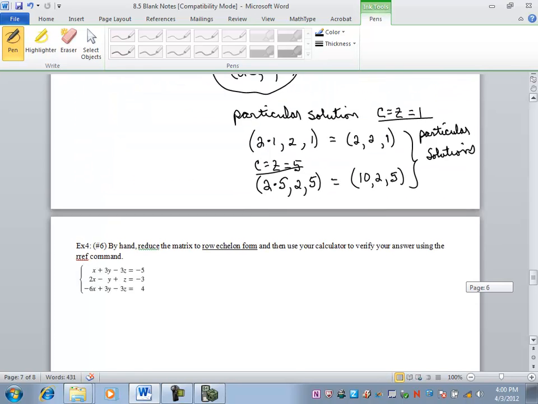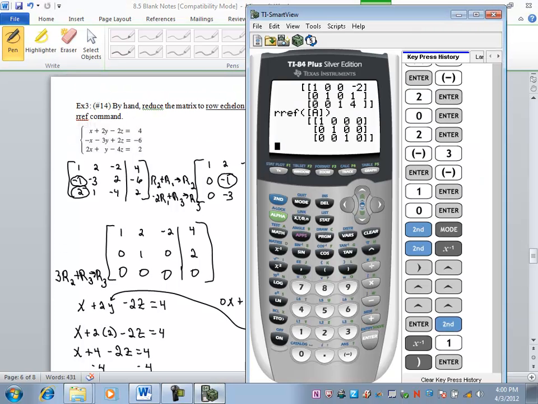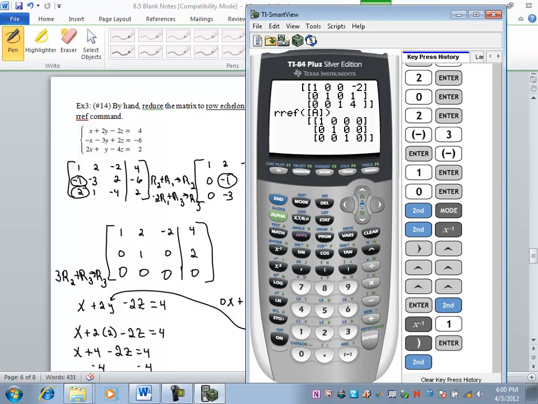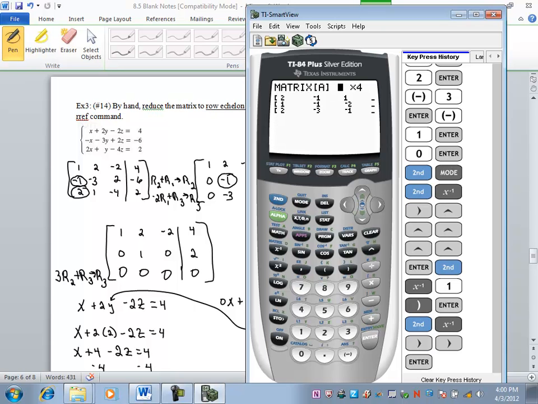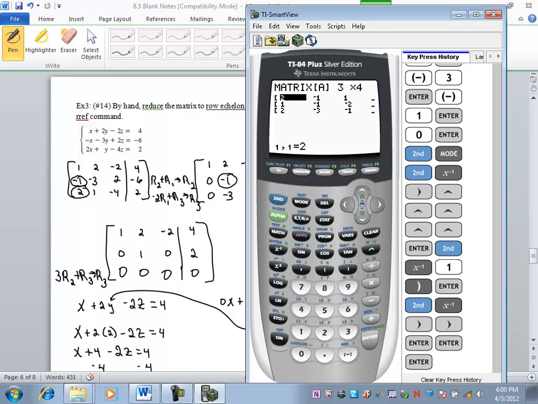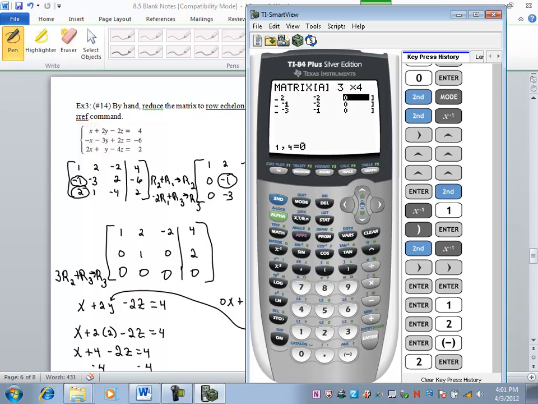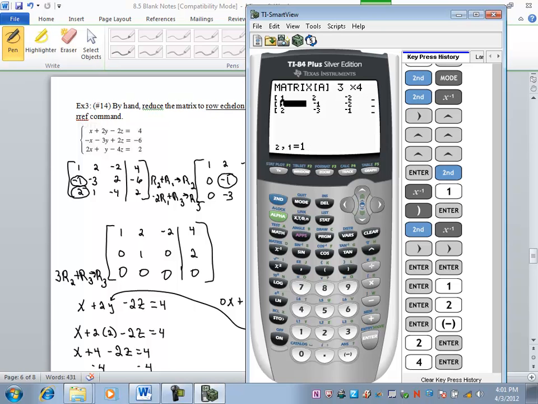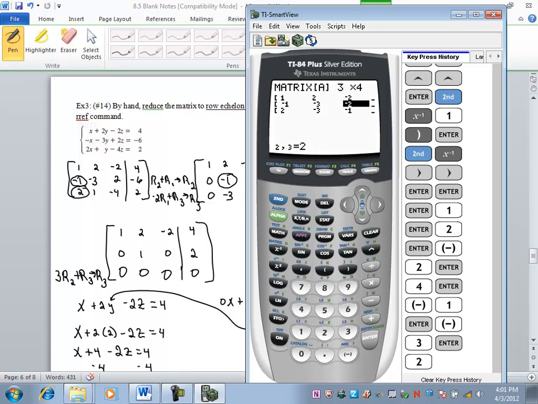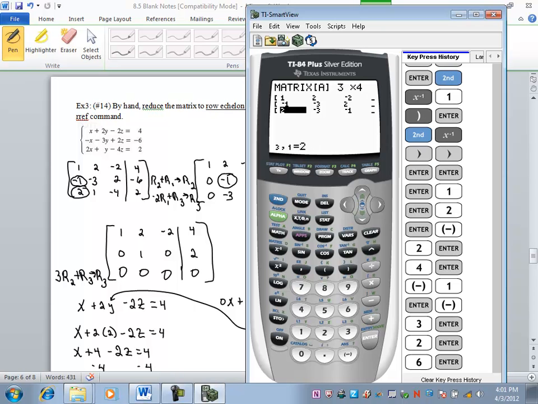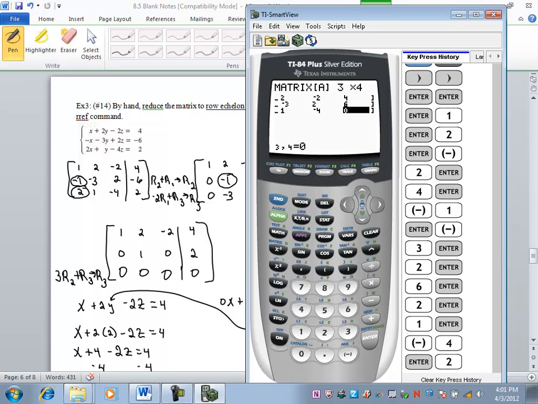Now, before we go on though, some of you are probably wondering, and I'm glad you are, what does the calculator do in a situation like this? Well, let's check it out here. We'll go to our matrix. Once more, we will edit matrix A, put in my elements, still a 3-row, 4-column matrix. 1, 2, -2, 4, and then -1, -3, 2, 6, 2, 1, -4, 2.